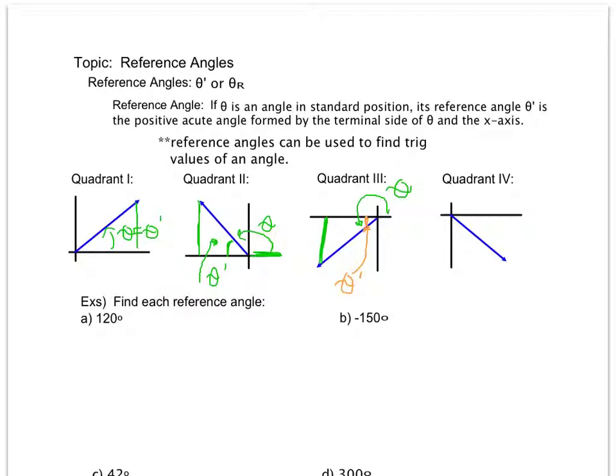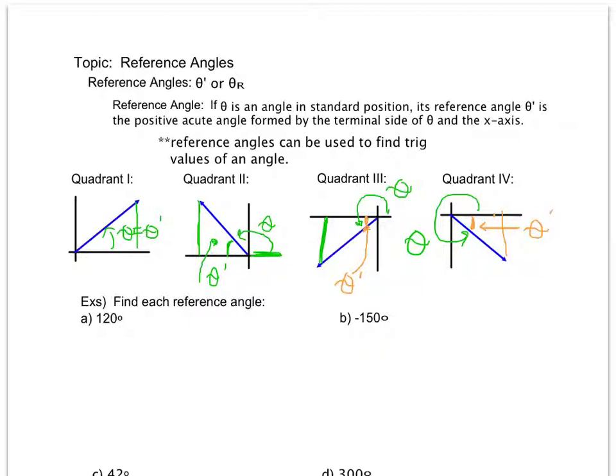Finally, if I rotated from standard position down to quadrant 4, then this, again, cannot be turned into an acute angle. But notice if I were to take my terminal side and go up to the x-axis, that was a little excessive, go up to the x-axis, notice that this angle right here is an acute angle with the x-axis, so that's going to again be my theta prime.